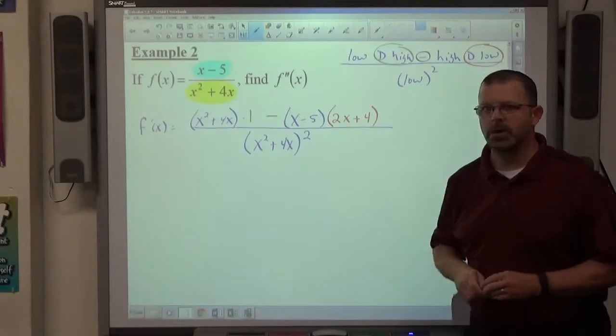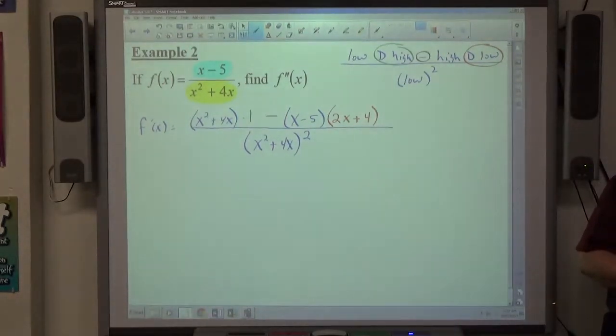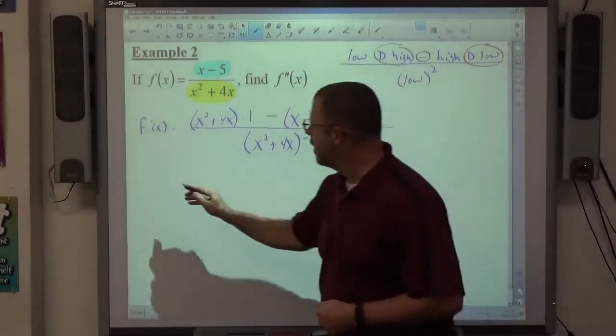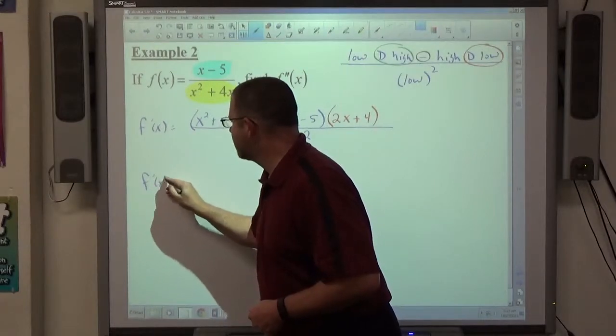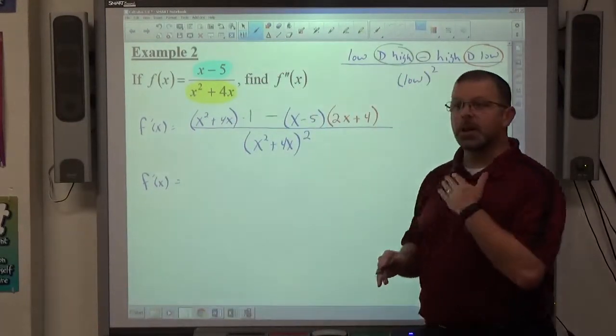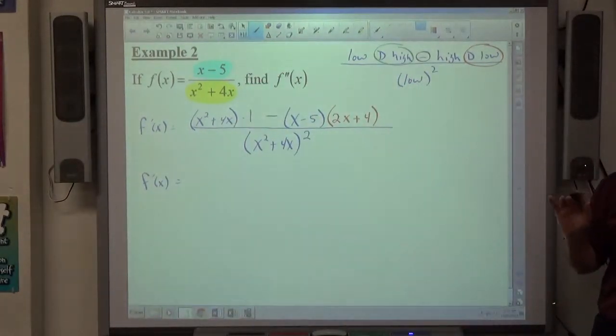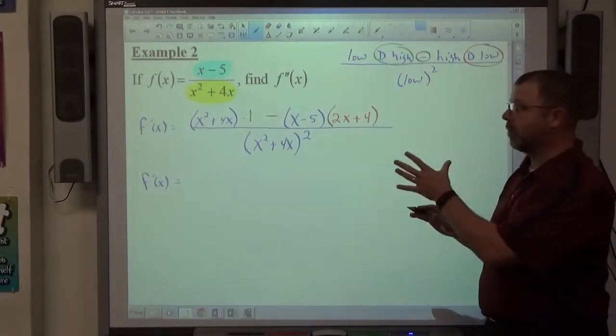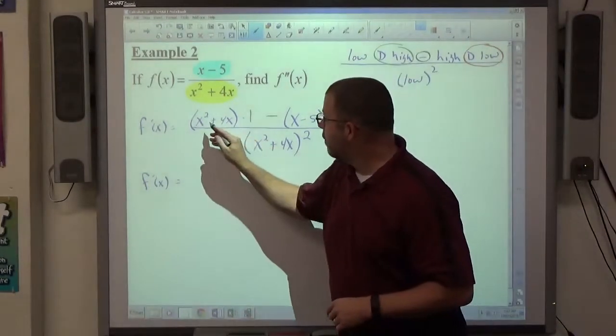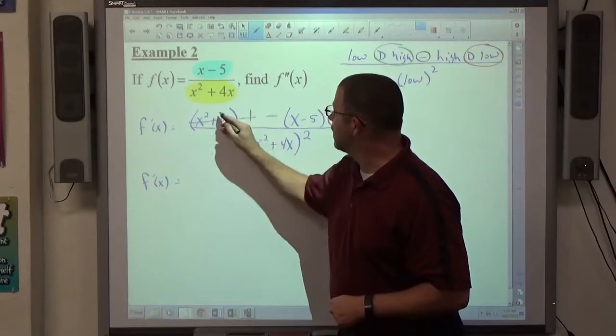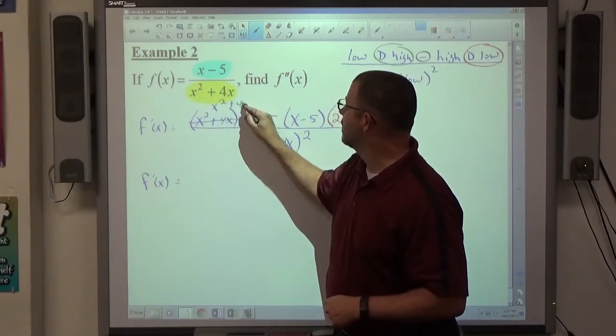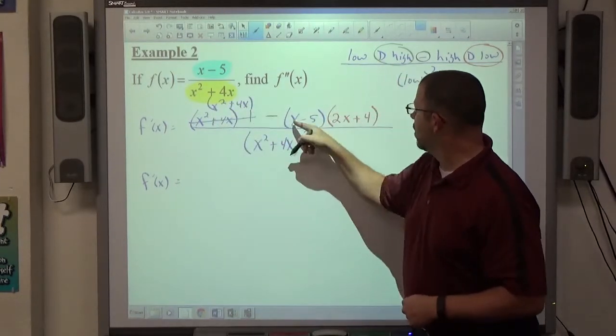What am I doing in order to do that? Algebra or calculus? Algebra. If I'm doing algebra, f prime of x stays the same. For me, for a time saver or space saver, I do this within my work. Okay? I'm going to make this x squared plus 4x, and I'm going to multiply this out.